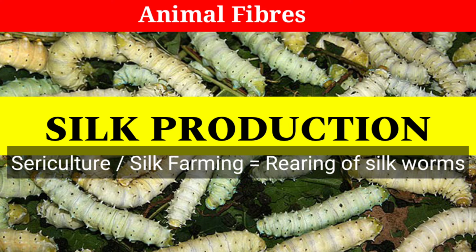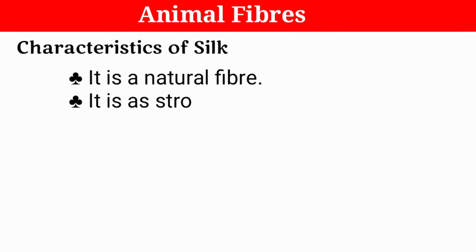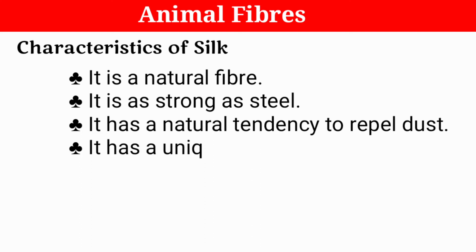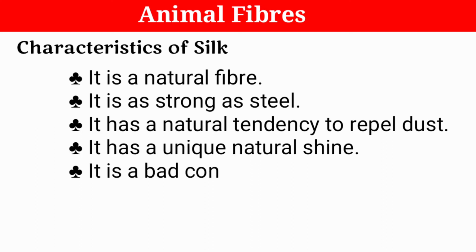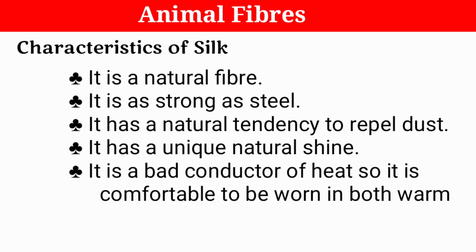China and Japan are the two main producers of silk. India and Italy are also producing silk. Now, the characteristics of silk. First point, it is a natural fiber. Second, it is as strong as steel. Third point, it has a natural tendency to repel dust.